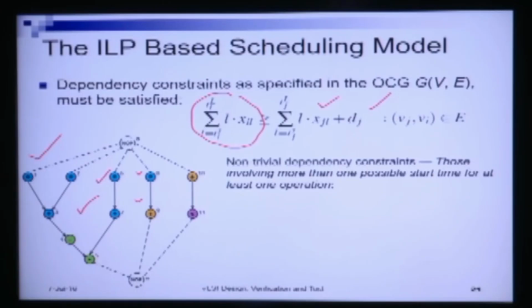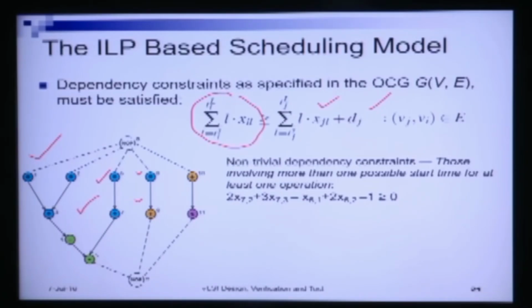That means that operation 4 should only complete after operation 3. Now, in our operation constraints graph, another assumption is that all operations have unit delay. So, therefore, dj is always equal to 1. For all operations j, dj is always equal to 1. So, our non-trivial operation constraints become this.